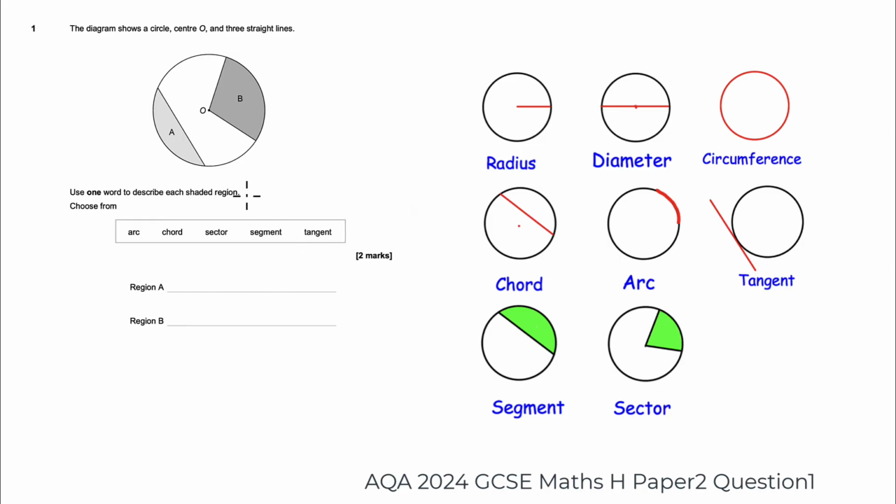So let's look at the picture we've got. That sector is there. That segment is there. So region A is a segment because it's contained by a chord and an arc. Region B is a sector because it's contained by 2 radii and an arc.